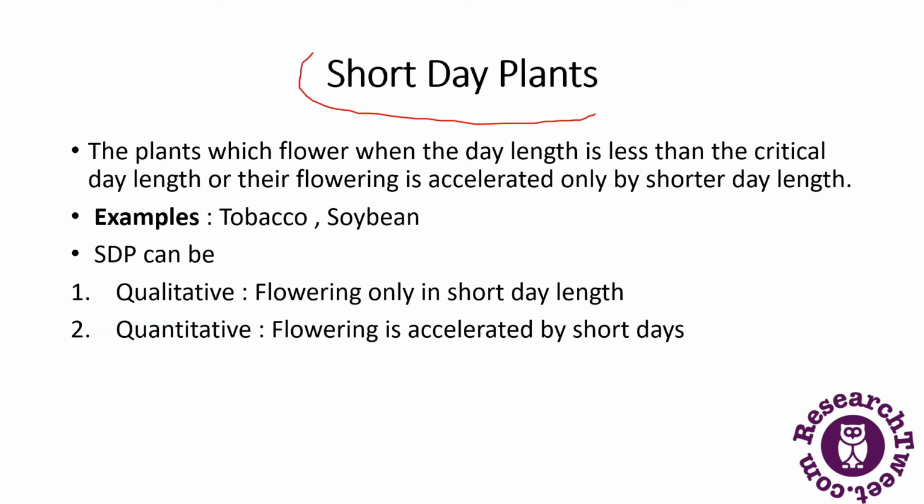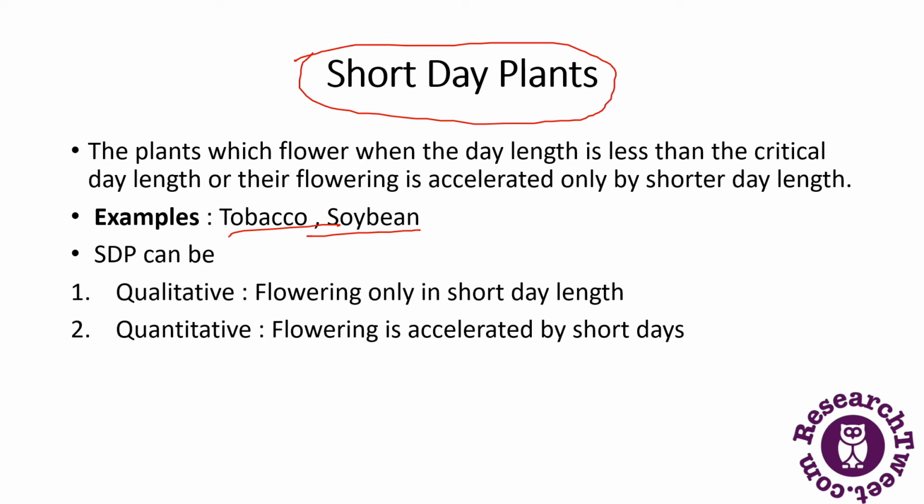Then the short day plants. These are plants which flower when the day length is less than the critical day length, or their flowering is accelerated by shorter day length. So in long day plants, the length of the day was longer than the critical day, but in short day plants, the day length is less than the critical day. The examples are tobacco and soya bean.